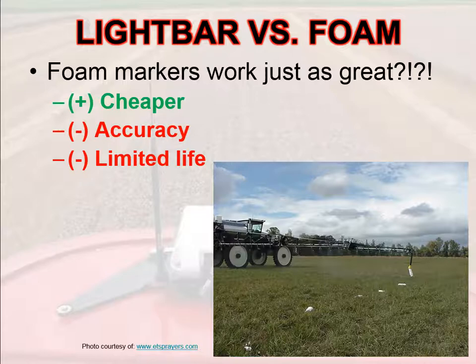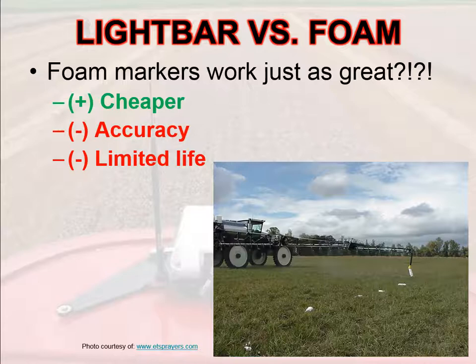So the edge of that boom is going to be 60 feet away from you. And in this case, it's behind us. It's behind the sprayer. So you're constantly having to look back to see where that foam marker is lining up with the original foam pass than it did on the pass before. So if it's sitting out there quite a ways, it's a lot harder to try and line it up.